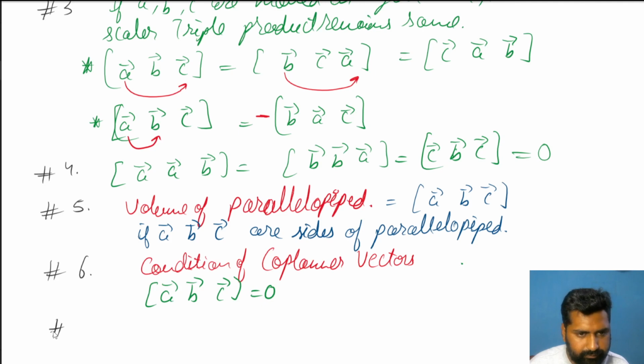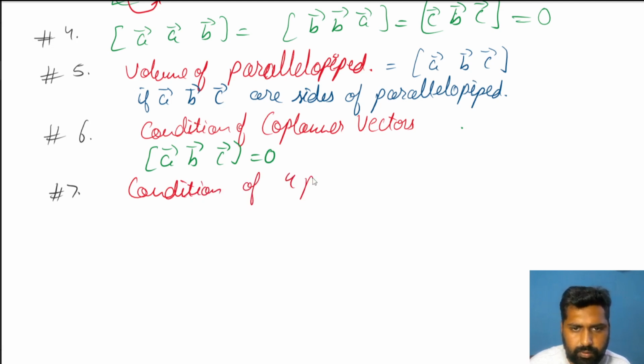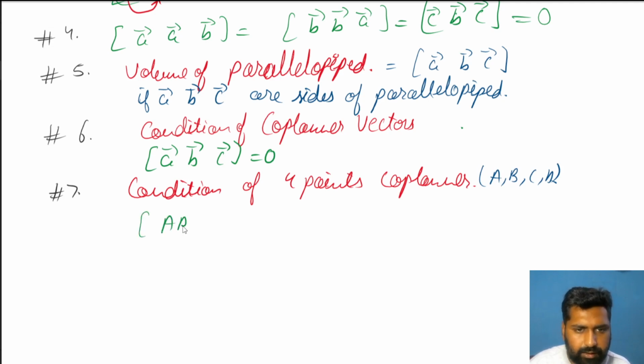And lastly, the condition of four points being coplanar. So if you have four points A, B, C, D, and you have the coordinates for them, in that case you create vectors from them, AB, BC, CD, DA, whatever you want.